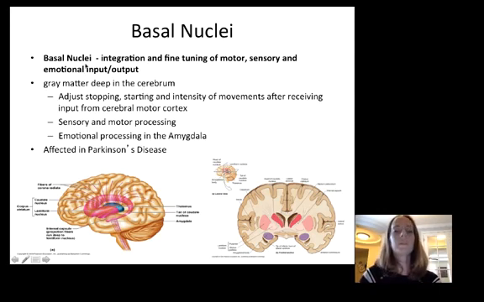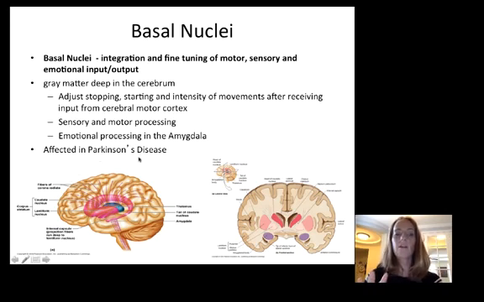So just below the cerebrum are the basal nuclei, sometimes also referred to as the basal ganglia. This is gray matter deep in the cerebrum, and the basal nuclei are important for integration and fine-tuning of motor, sensory, and emotional input. There are many functions of the basal nuclei, and the research is continuing, but we know a lot about the basal nuclei because they are affected in Parkinson's disease.